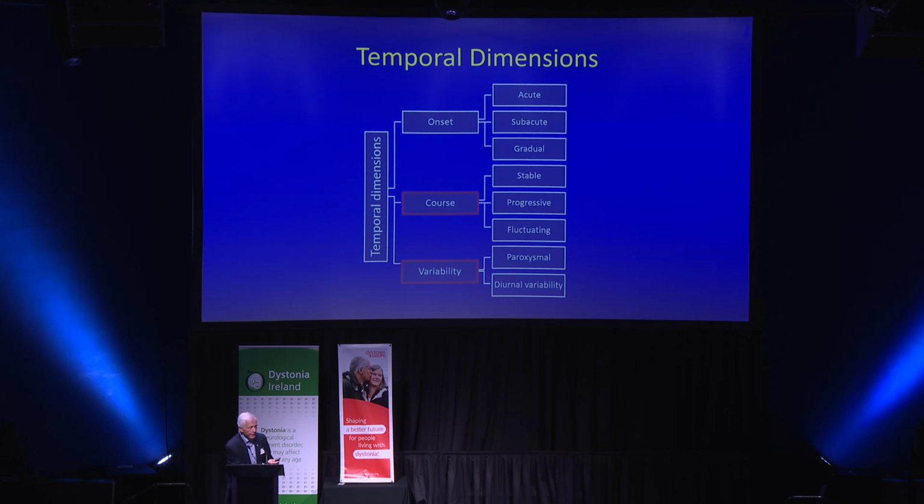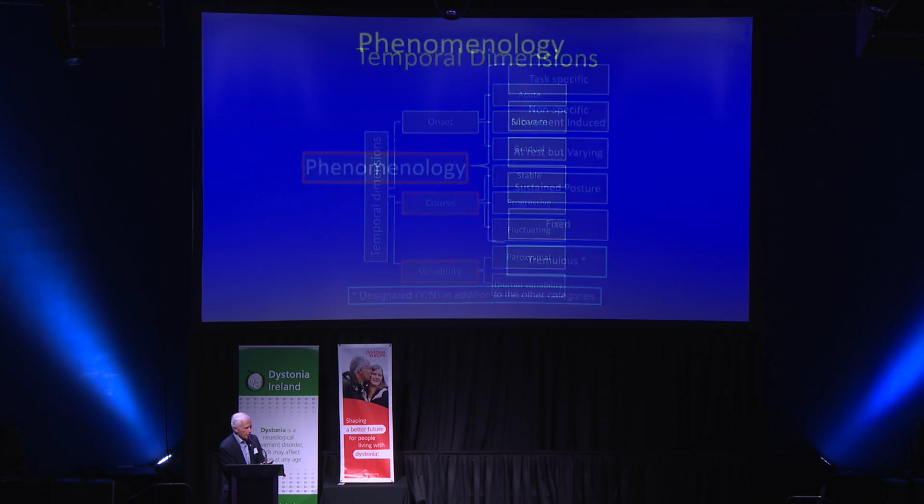So very quickly, this is how we've changed the temporal dimensions. Remember, we had onset and course. We've revised the course a little bit to indicate you can fluctuate. But now what we've done is added this variability, paroxysmal and diurnal, under the temporal dimension. So this was just an adjustment of the process or the definitions.